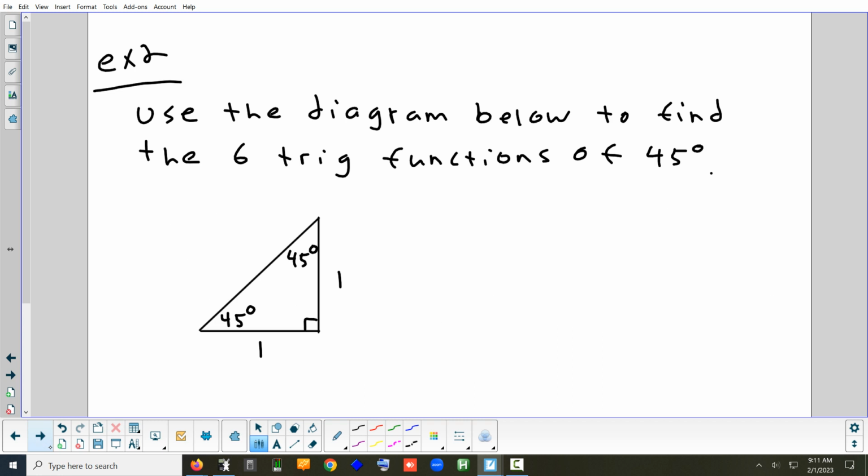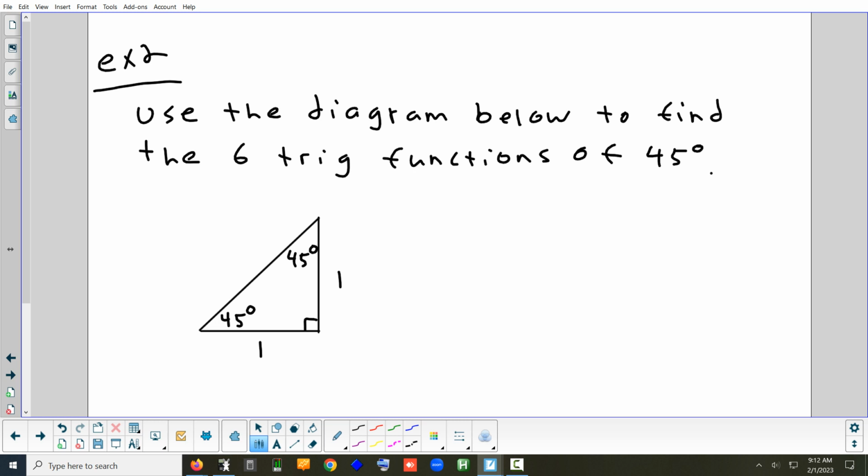The only condition when you're labeling the sides in a 45, 45, 90 is it's isosceles, which means you have to label 2 of the sides the same. If you wanted to label these sides like 5 and 5, you could do that, and you'd get the same answers. You just have to label 2 of the sides the same. But I like to use the smallest version of the triangle I can to keep the numbers simple.